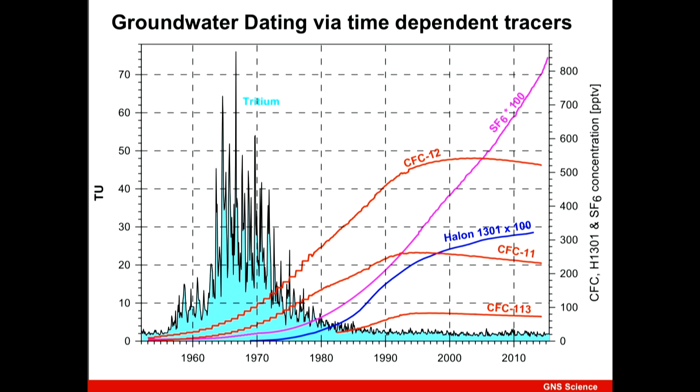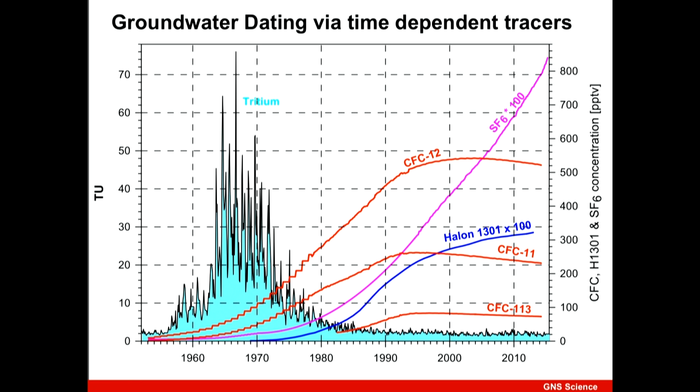Here are the CFCs, chlorofluorocarbons. Some people probably also remember they have been used heavily in refrigeration and spray cans and so on. That caused the ozone layer to deplete, and that's why they have been banned. So that's why we can't use them as tracers anymore. They are basically flattened out here.